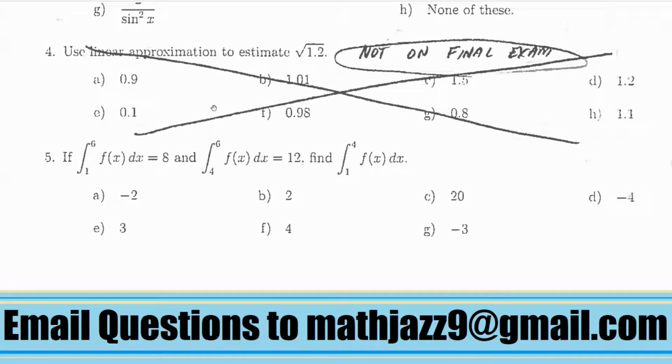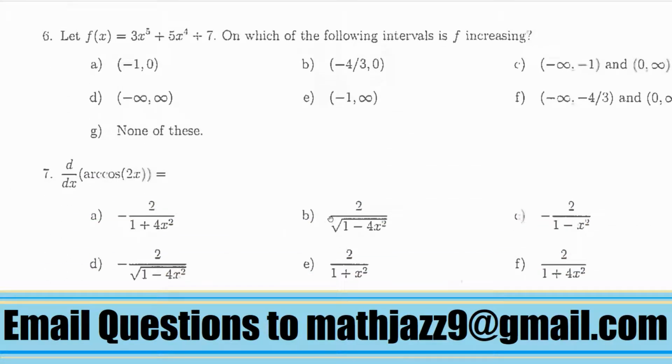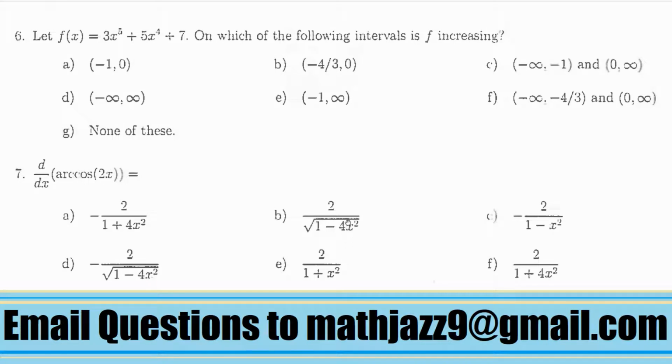Our next question is: f of x equals this function. On which of the following intervals is f increasing? So let's just figure out where this thing is increasing. Our function is going to be, a switch to paint. Okay, so we have f of x is equal to 3x to the 5th plus 5x to the 4th plus 7.